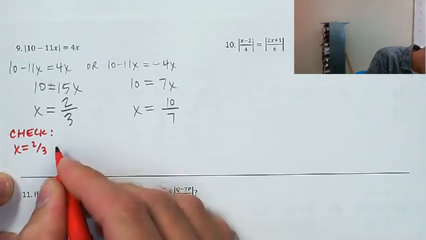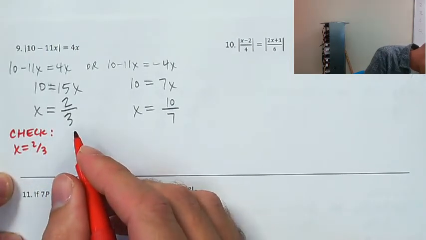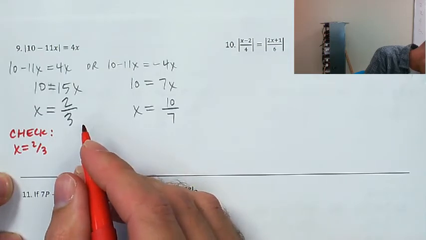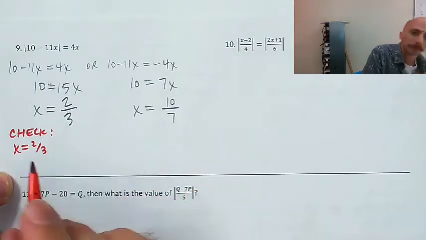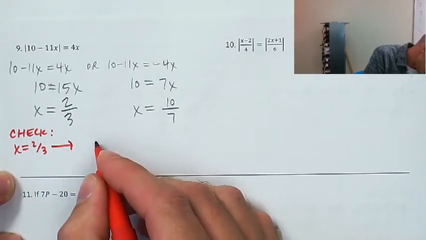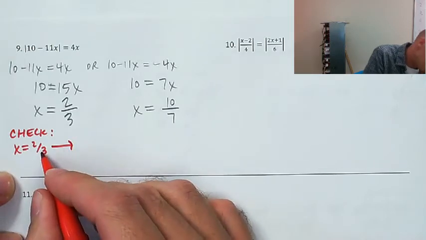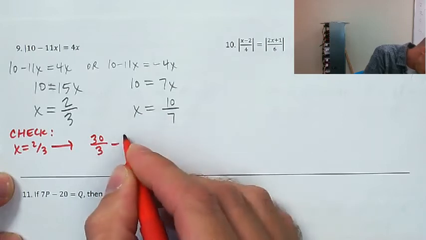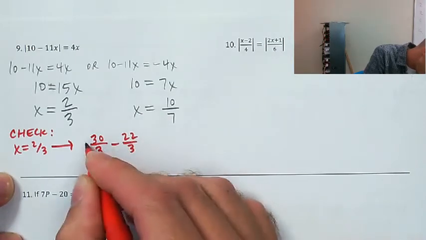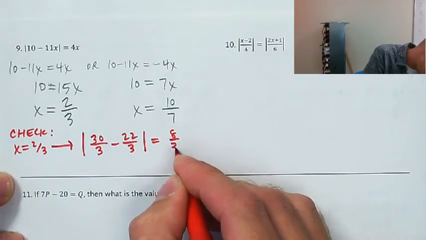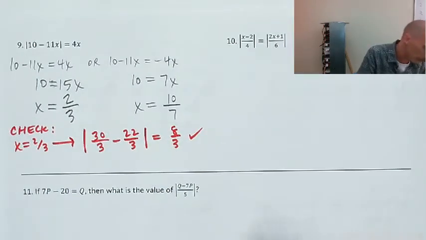x equals 2/3. That doesn't sound promising, but whatever. Okay, have faith. 10 minus 11x. So 10 in terms of thirds is 30 over 3. Minus 11x would be 22 over 3. Absolute value of that equals 4x, which is 8 divided by 3. Yes, that looks valid to me.